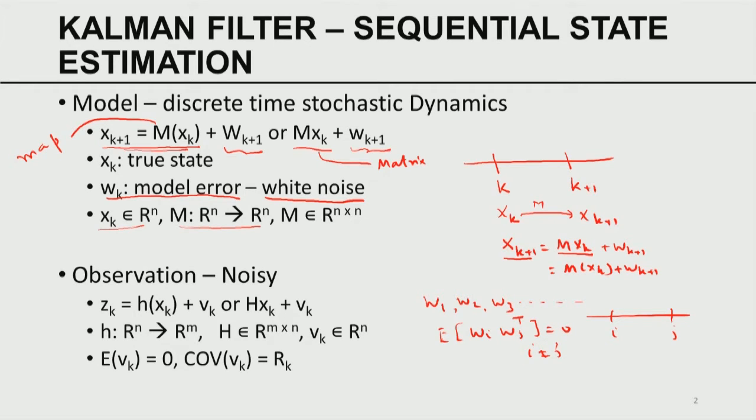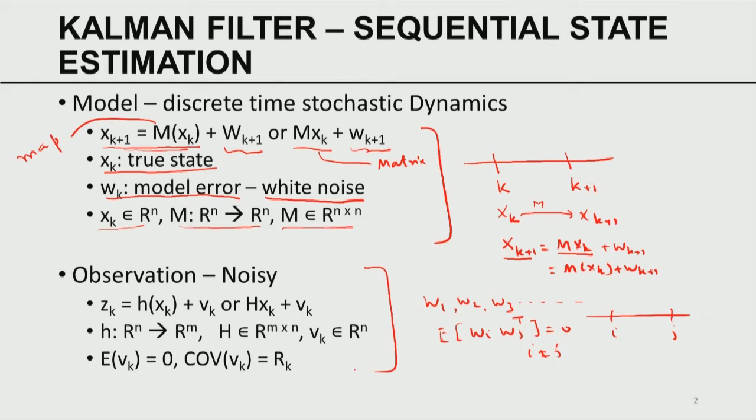It is a sequence of uncorrelated noise that affects the evolution of the system. Xk is the true state, which I do not know, so I am trying to add a noise to make up for the deficiency. M could be a matrix or M could be a map. Now you have all the things associated with the model.